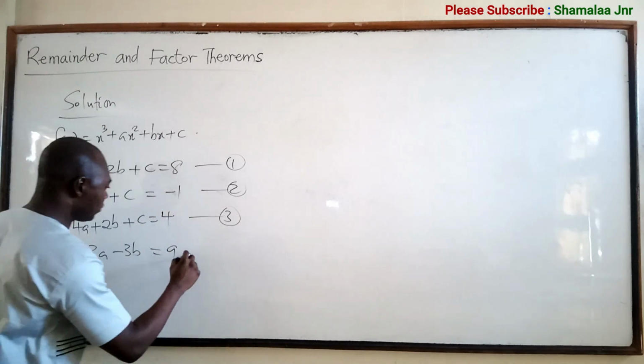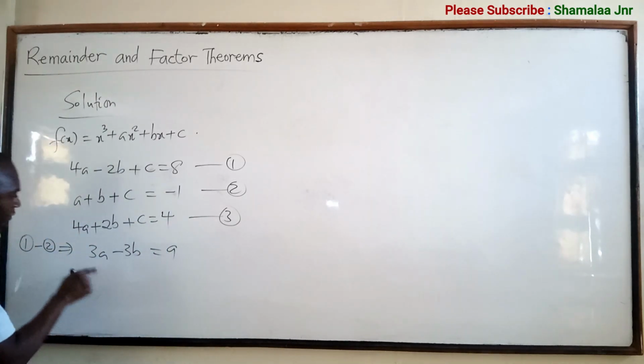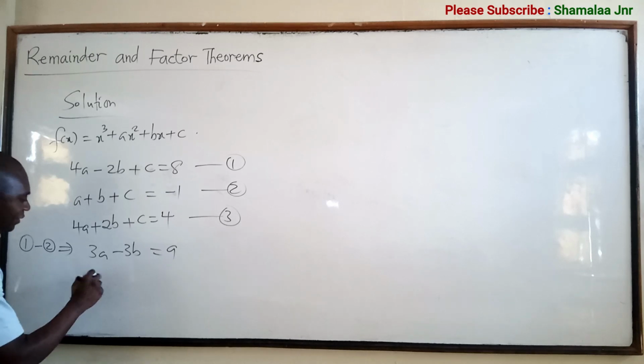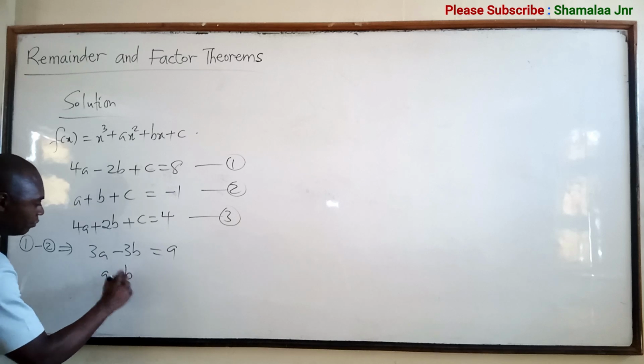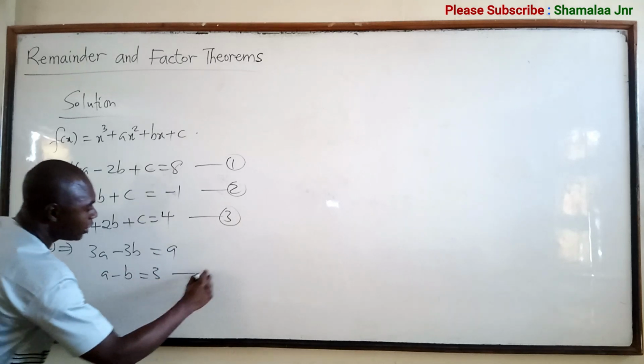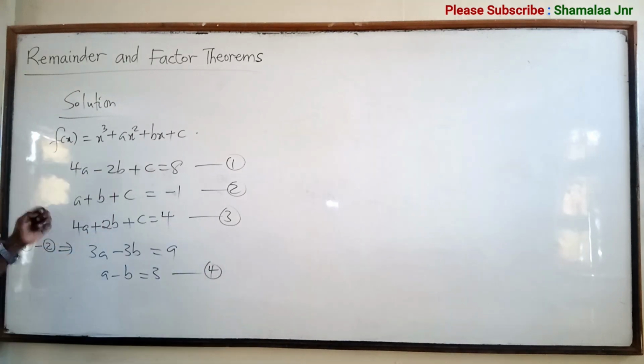Alright, so let's call this one. You can work on this. Here you can decide to divide through by 3. Dividing 9 by 3, that would be a minus b is equal to 3. Let's call this one equation number 4.